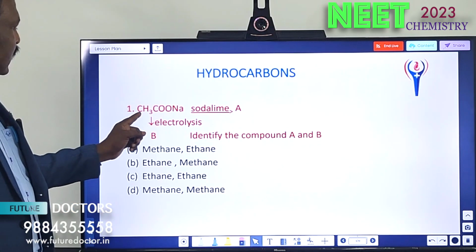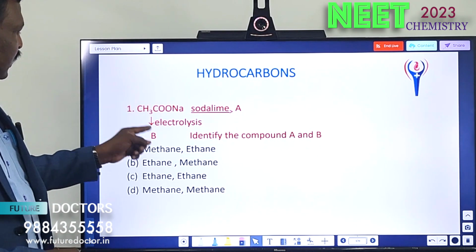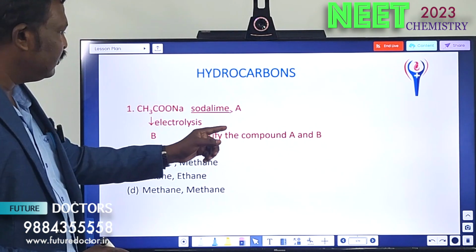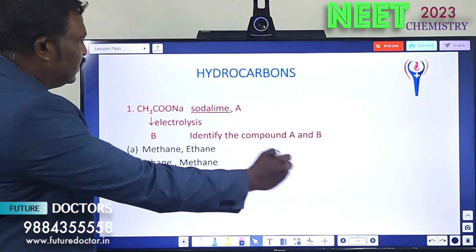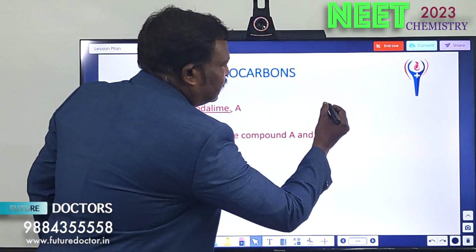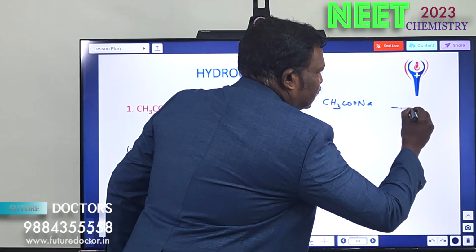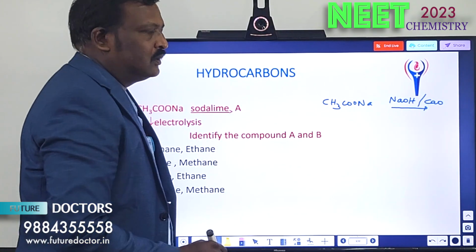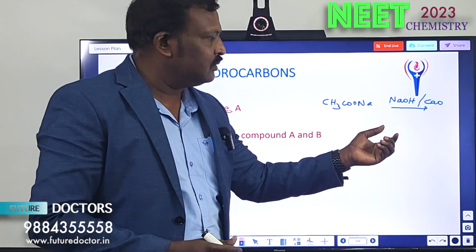Understood? See the first sum: CH3COONa with soda lime to get A. The same CH3COONa on electrolysis to get B. That's the question. We have to find out the compounds A and B. Soda lime is a mixture of sodium hydroxide and calcium oxide in the ratio 3:1. The role of this reagent is that it removes the CO2 molecule from the compound.